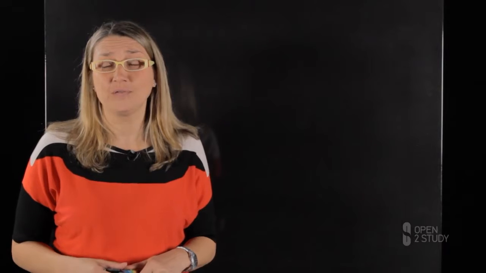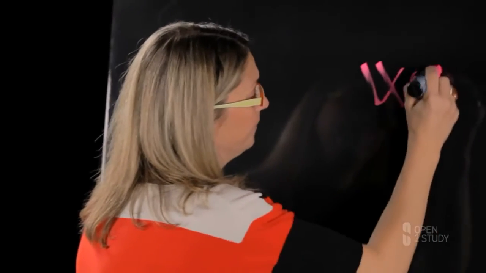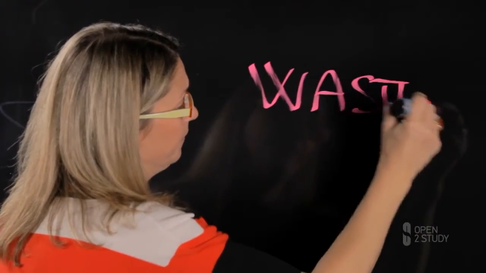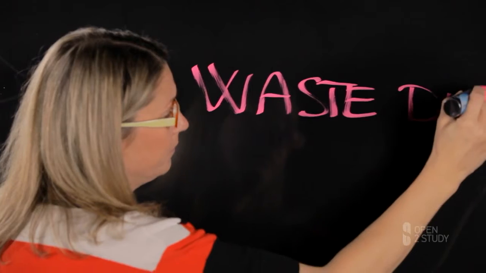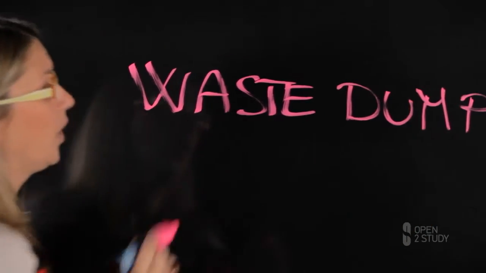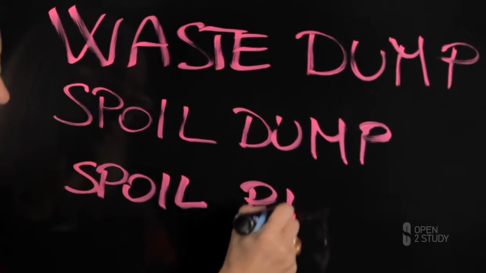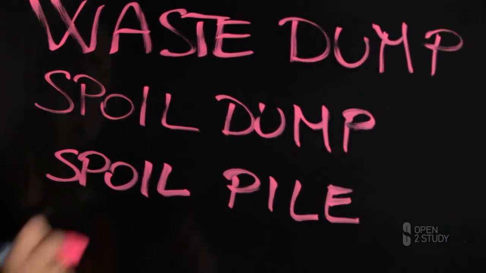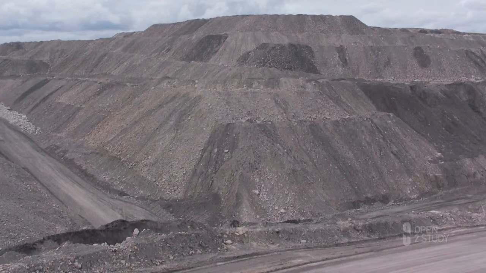The areas of disposal of the low-grade material, or of the material that has been excavated in order to expose the higher grade material, are called waste dump, spoil dump, or spoil pile. On placement, overburden is referred to as spoil. In these images, you can see a spoil dump associated with a truck and dump strip mine.